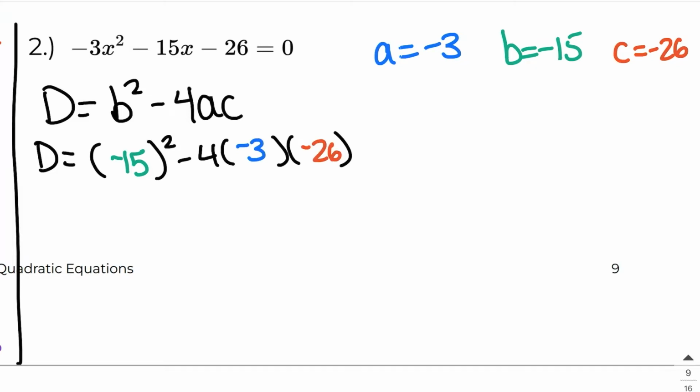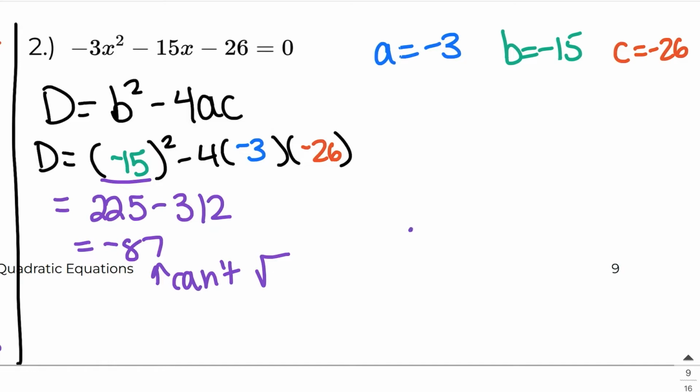Okay, so negative 15, when I square it, is going to give me 225. And then I'm going to multiply negative 4 times negative 3, which is positive 12. And then I'm going to multiply that positive 12 by negative 26, and I get negative 312. Now when I do 225 minus 312, I get negative 87, which is not square rootable, which means that there are no solutions.